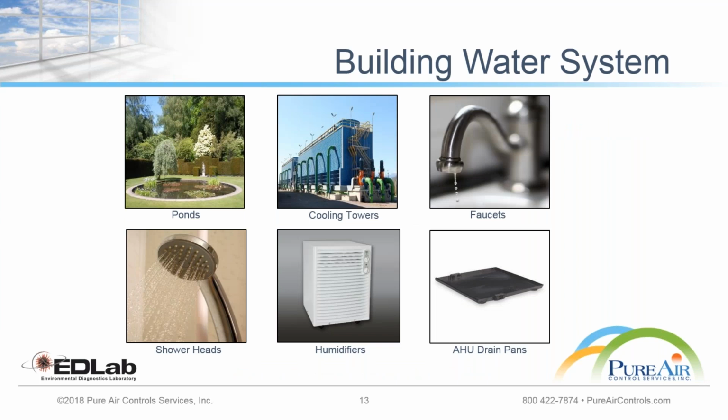Some of the points of use you can see are given on this particular slide, such as the ponds, the cooling towers, faucets, shower head, you have a humidifier, AHU drain pan. These are the sources where the water is being utilized, and this is the point of use, or you can treat it as a point of use too.